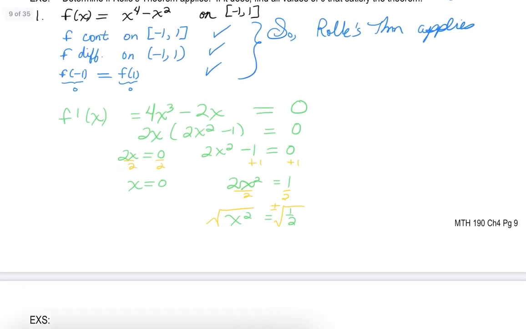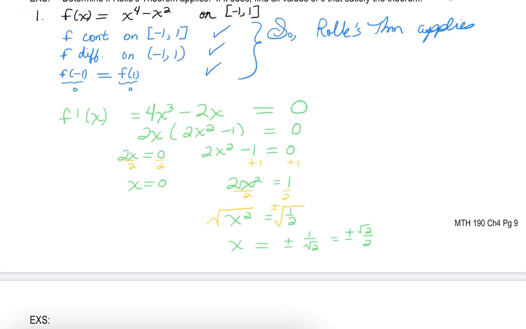And so we're going to have that x is equal to plus or minus 1 over root 2, because the square root of 1 is 1, or if you prefer, plus or minus root 2 over 2. And in this case, we want the values that are in the interval, and all three of them are.